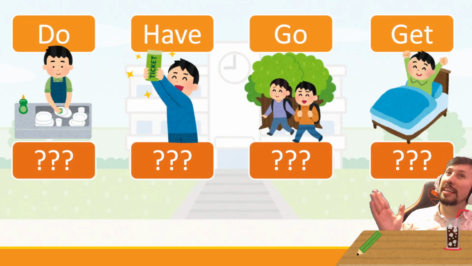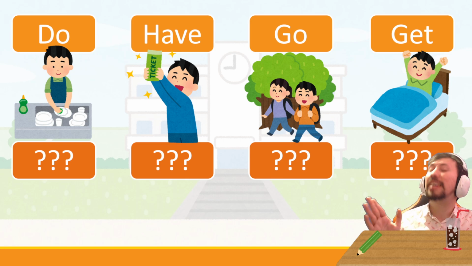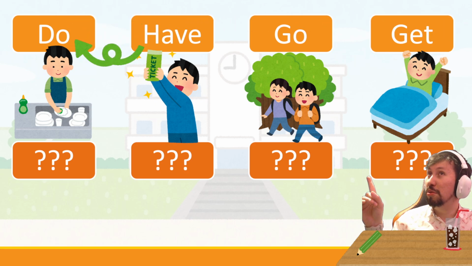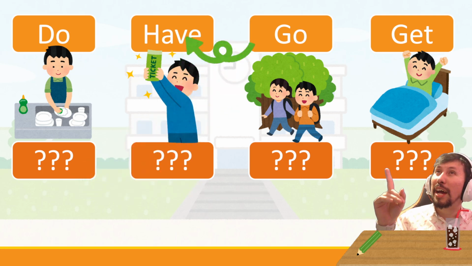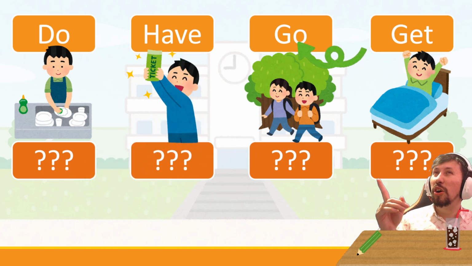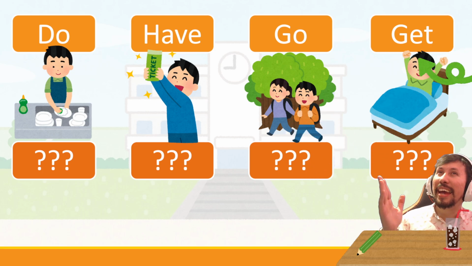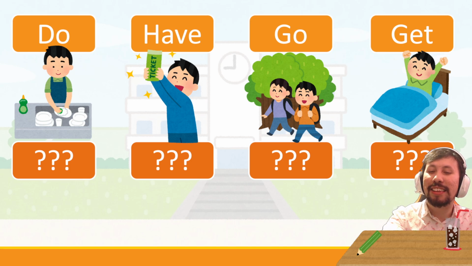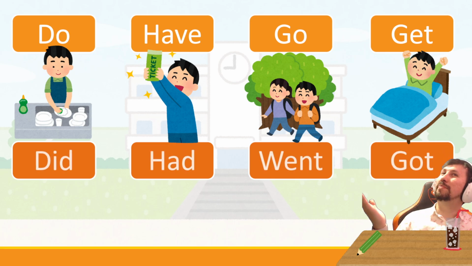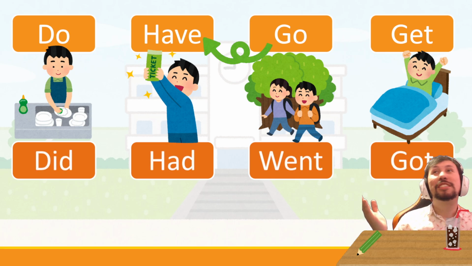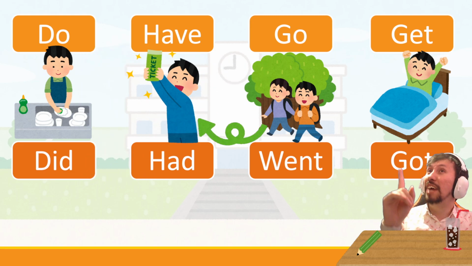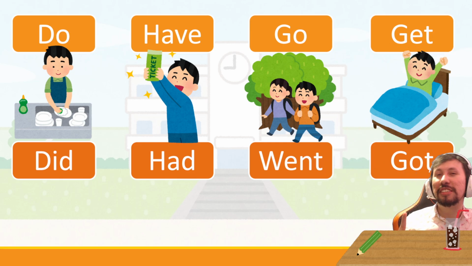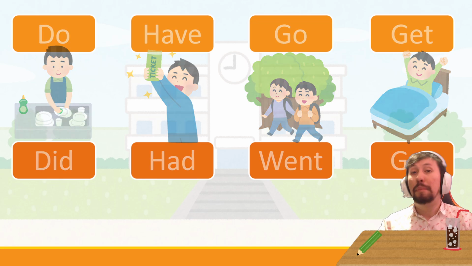Now look, here we have some very common irregular verbs. Do you know these in past? Do something, have something, go, get. Do you know them in past? Look, so do becomes did, and have becomes had, and go becomes went, and get becomes got. Nice work.